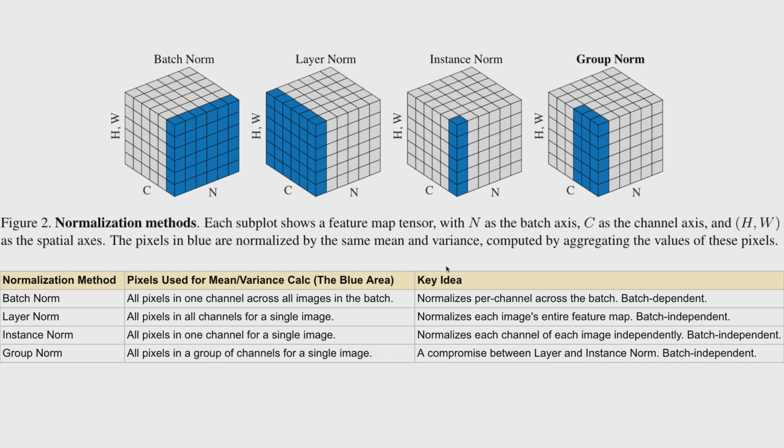So as the key idea mentions, a compromise between layer and instance norm, again, batch independent. It's only doing it for a single image. So it doesn't matter if there's 2 images or 32 images. It's processing only one image for the mean variance calculation. All right, so hopefully that sets up a good foundational understanding of what we're talking about when we talk about these different norms and these different dimensions.